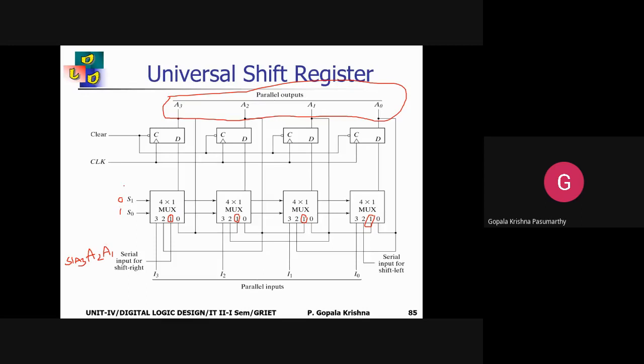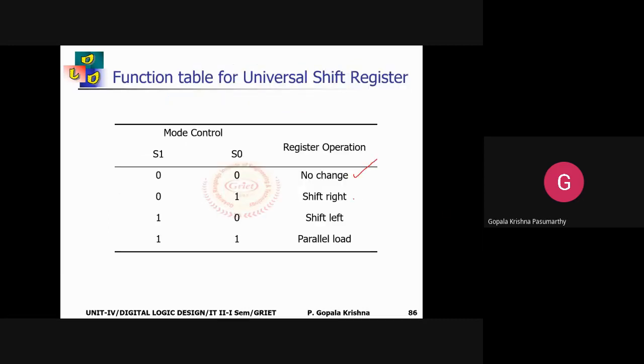Understand? The content of the register is A3, A2, A1, A0 before. But now, if you make S1 and S0 as 0, 1, the content of the register becomes SI, A3, A2, A1. Can you tell me what happens? A0 is lost. A0 is occupied by A1, A1 by A2, A2 by A3. The gap at A3 is filled by the serial input. What is this operation called? Right shift. Got my point?